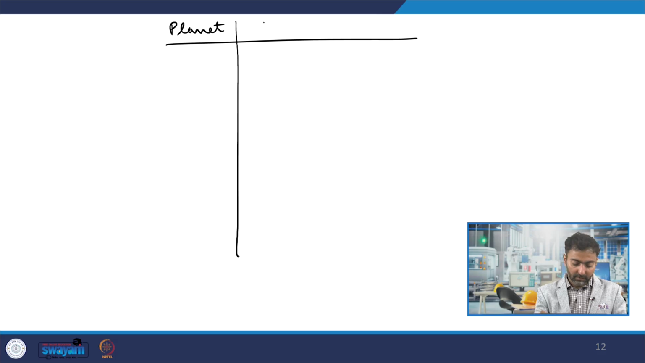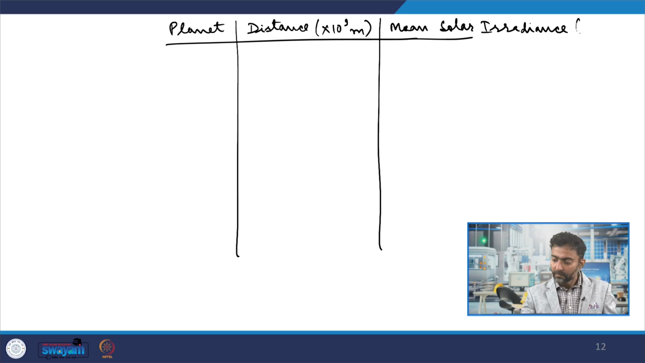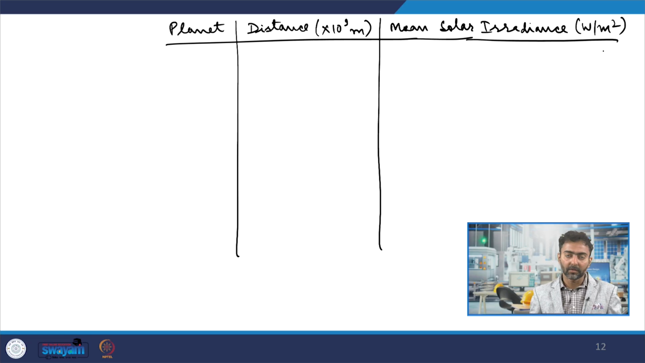So, first column we are putting the name of the planet and then the distance, how much is the distance between the sun and that particular planet, and that we are putting in billions of meters. So, 10 to power 9 meters, and accordingly what would be the mean solar irradiance in watt per meter square at the surface of that particular planet.